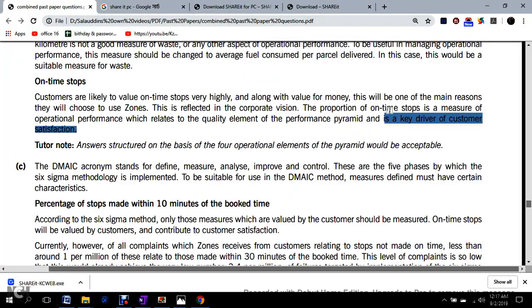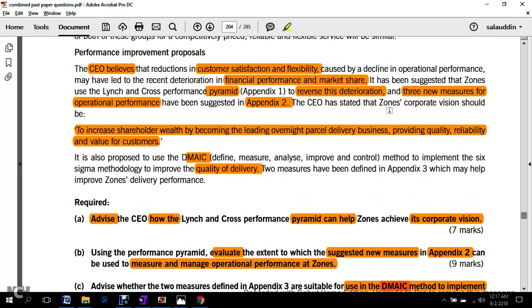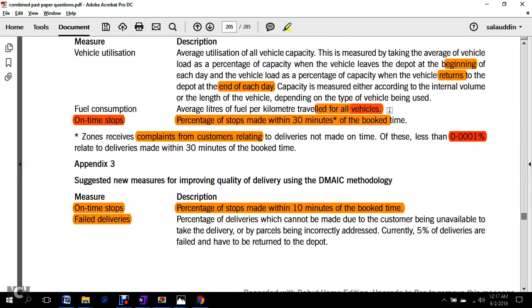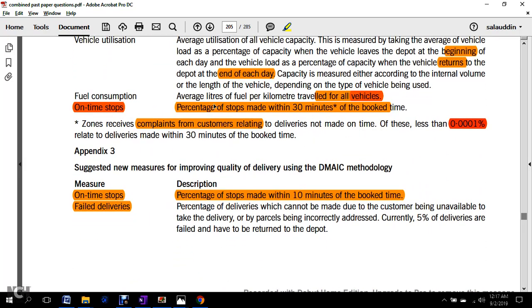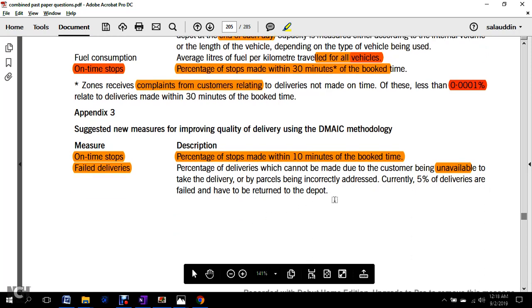Let's see the answer. What do they say? Here, first we need to check Appendix 3, on time stops. Currently they are doing it within 30 minutes, but they want to do it within 10 minutes of the book time. Is it necessary? The complaint level is very low. Okay, then failed deliveries: percentage of deliveries which cannot be made due to the customer being unavailable to take the delivery, or the parcel being incorrectly addressed. Currently 5% of deliveries fail and have to be returned to the depot. So this is the current rate of failed deliveries.